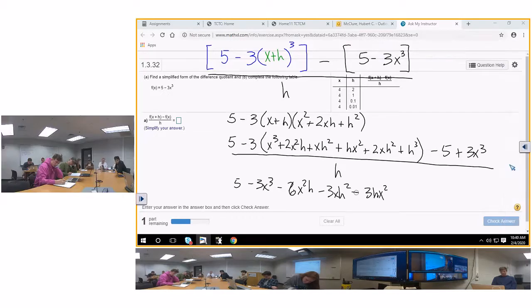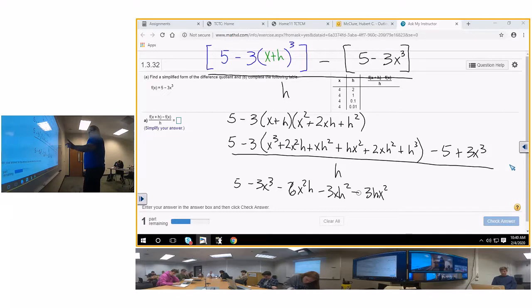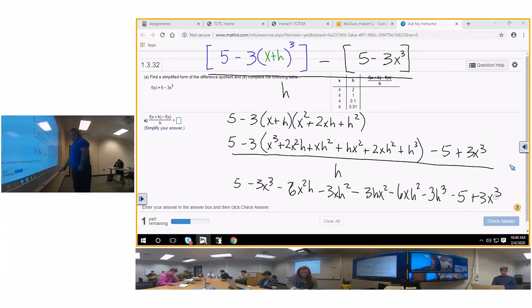Should have combined like terms first. Minus 6xh squared minus 3h cubed minus 5 plus 3x cubed over h.